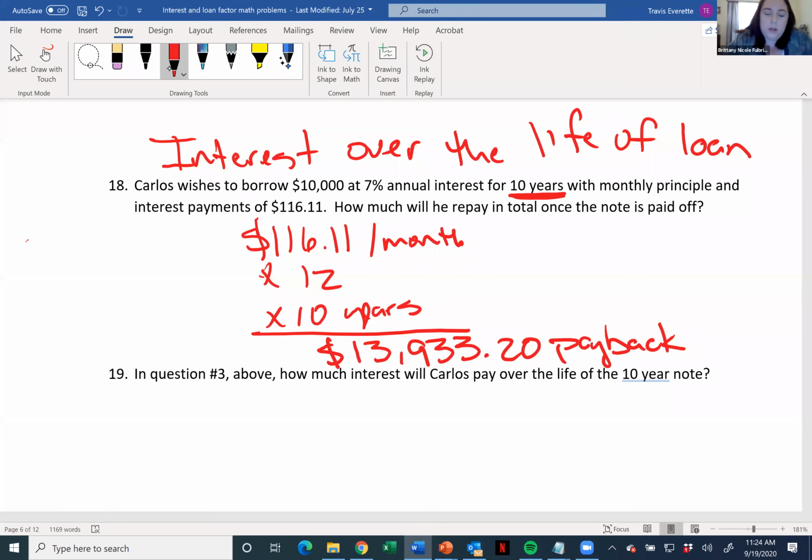Right. Well, look at this. The monthly payment is how much? It's the 116.11. And how many months are there in a year? 12. And how many years are we making that payment? 10. So I'm making that payment every month, 12 months a year for 10 years. That means on that loan, I will pay back $13,933.20.